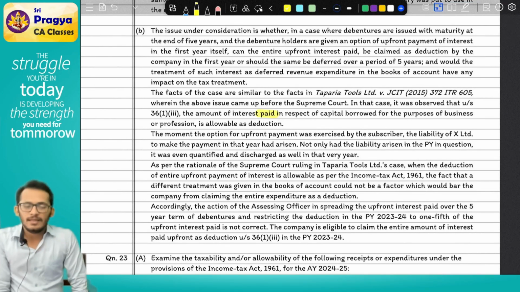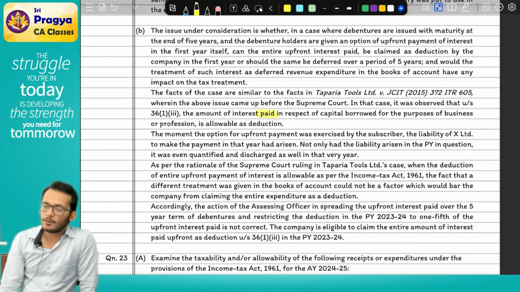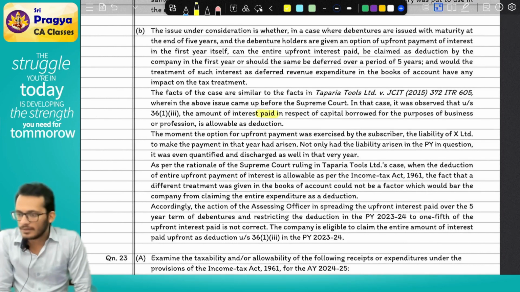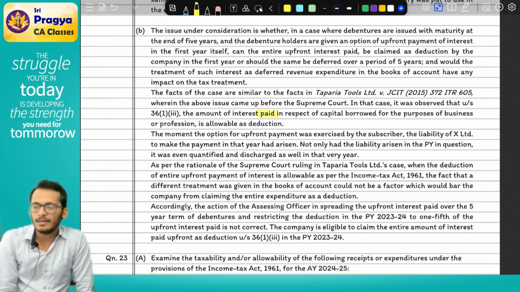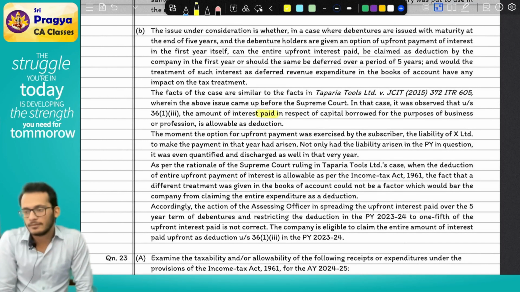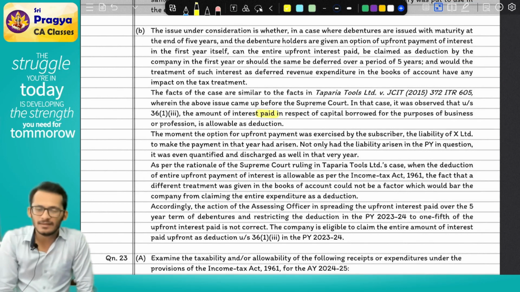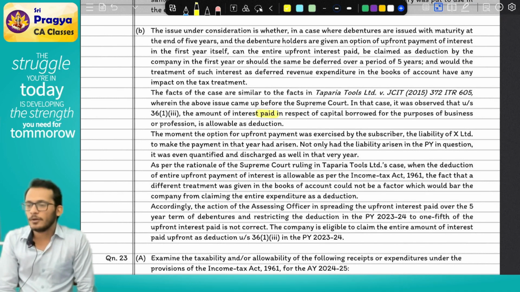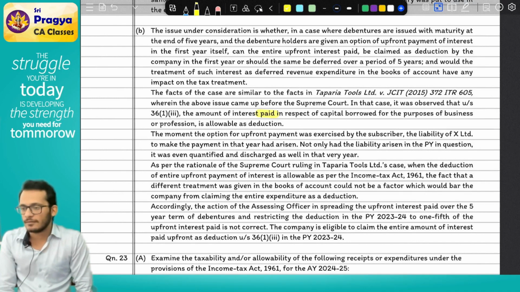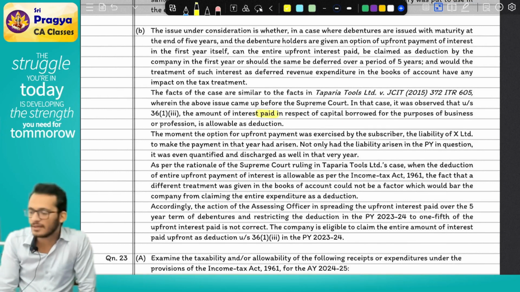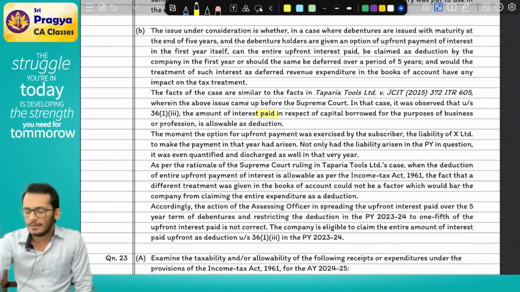Now, even though the Taparia Tools Supreme Court decision does say this, practically in the market, most people will spread it over. People are not very proactive on this because they feel anyway the debenture is worth 5 years. There is no point in me claiming everything in the first year itself. So most people in the market will still claim it over 5 years.